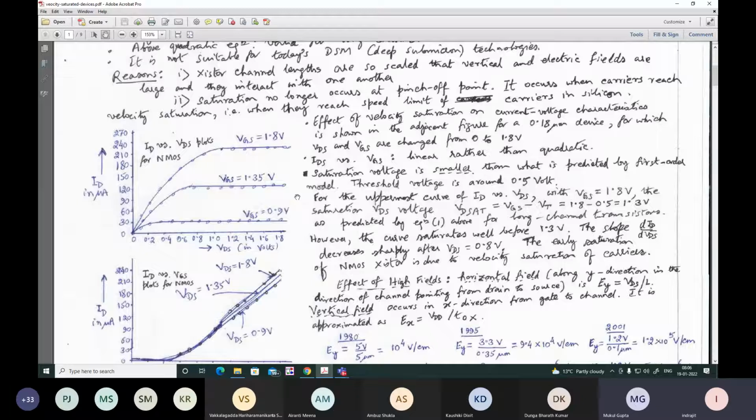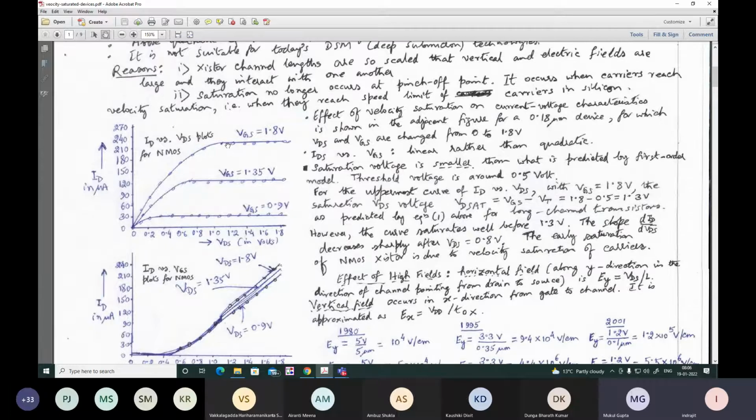And saturation voltage is also smaller than what is predicted by the first order model. That means if you look at this carefully, the 1.8 volt is the gate to source voltage, and threshold voltage for all these cases is taken to be nearly 0.5 volt. So 1.8 minus 0.5, that means for 1.3 volt, the saturation is supposed to start, but it has started quite earlier. That means as soon as the drain to source voltage goes past 1 volt, the saturation has almost taken up, and by 1.1 volt, the device is firmly in saturation.